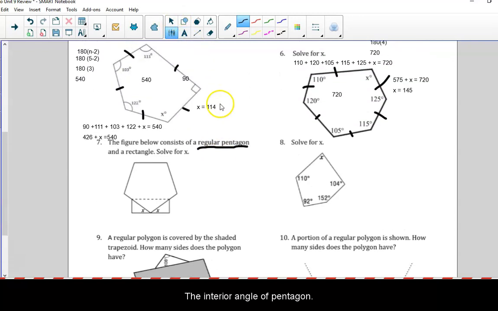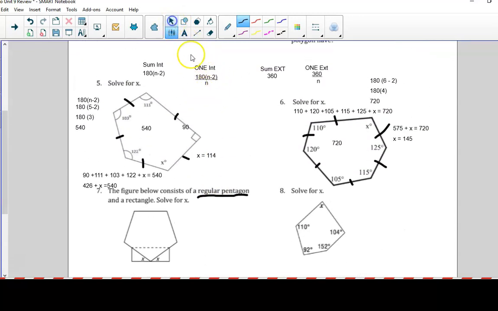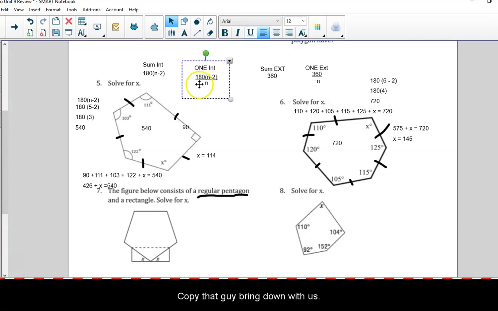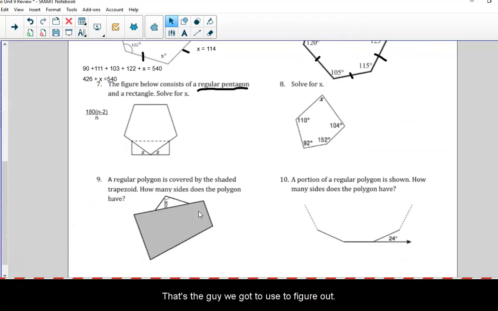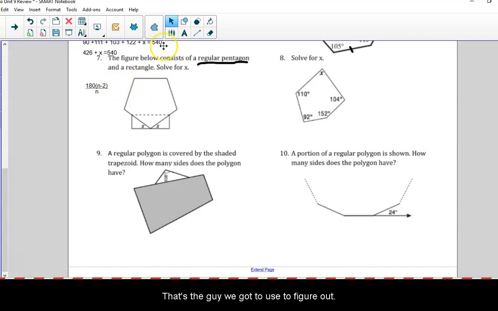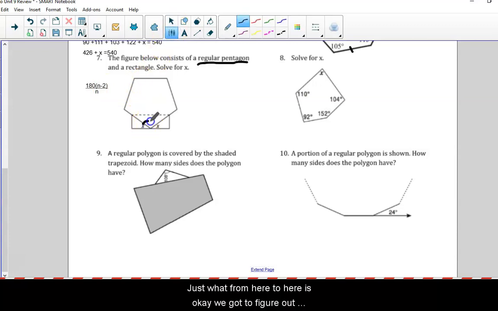So the interior angle of a pentagon, we got to use this guy. Let's copy that and bring it down with us. That's the formula we got to use. We got to figure out what this little piece is here, because I know this is a straight line, right? It's a rectangle, it's a wall, so I know that this is 180 degrees. That's going to be useful too. Let's figure out what this angle is here, though.